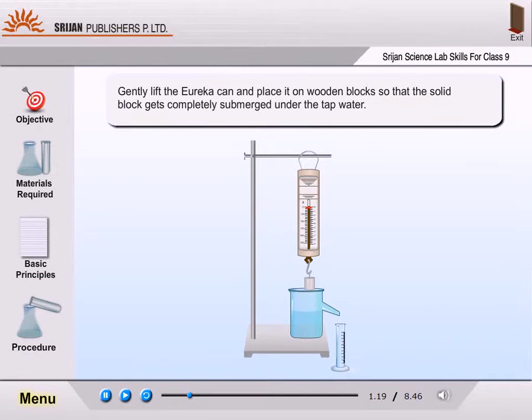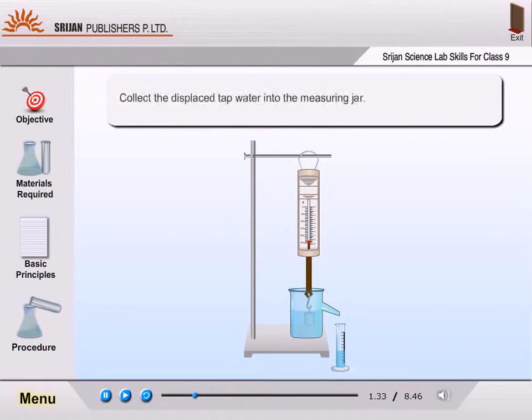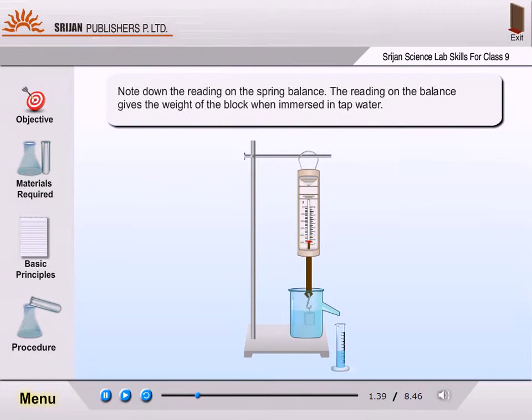Gently lift the Eureka can and place it on the wooden block so that the solid block gets completely submerged under the tap water. Collect the displaced tap water into the measuring jar. Note down the reading on the spring balance. The reading on the balance gives the weight of the block when immersed in tap water.